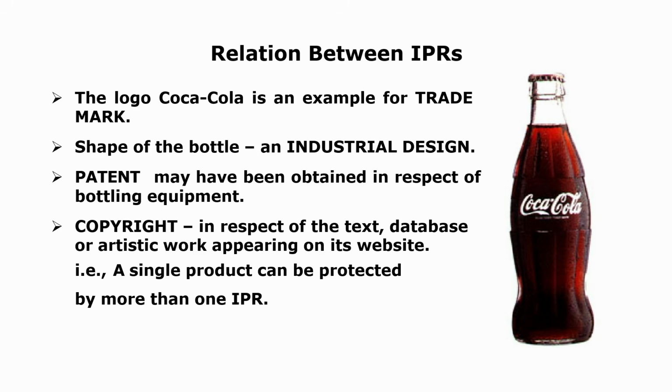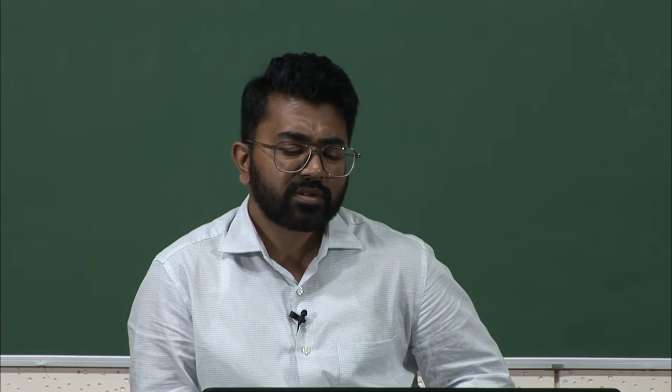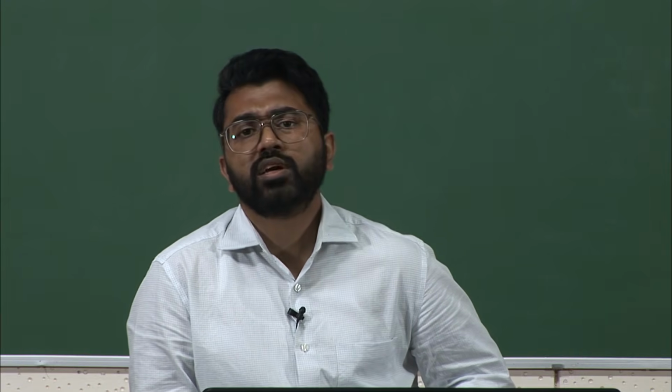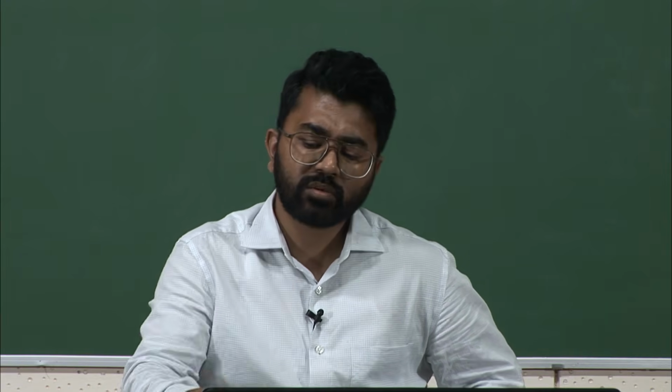So the equipment which is used for making these bottles or assembling the bottles, there may be a patent on that, right. Copyright in respect of the text, database or artistic work appearing on its website may be part of the copyright. A lot of information, slogans or things like that may be part of the copyright, right. A single product can basically be protected by more than one type of IPR. This is just an example to showcase that.